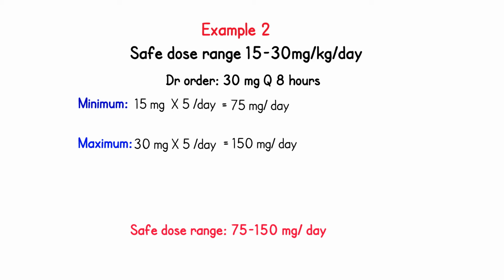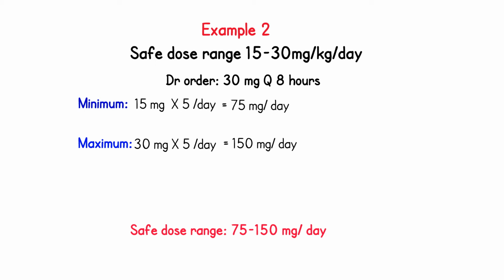Keep in mind that this is per day and not per dose. You have to pay attention if they're giving you the safe dosage per day or per dose. So in this example, they gave us per day. So you have to calculate to get the dosage amount. You know that we have 24 hours in one day, and you know that 8 goes 3 times in 24. So if something is ordered Q8 hours, you'll be giving it 3 times in that day.